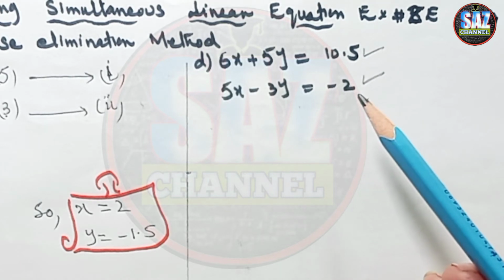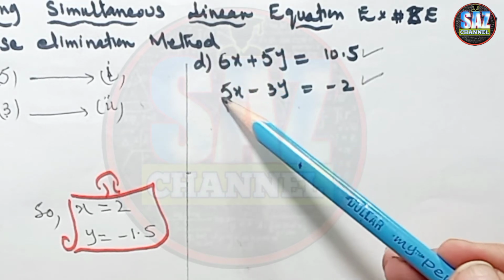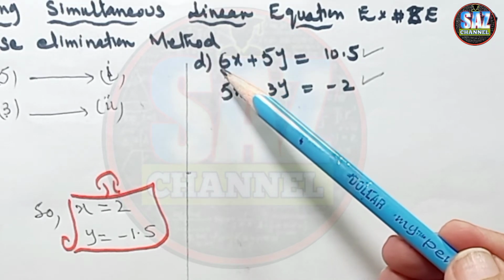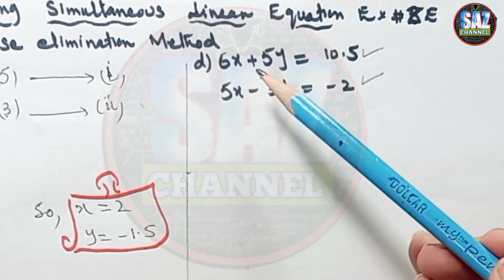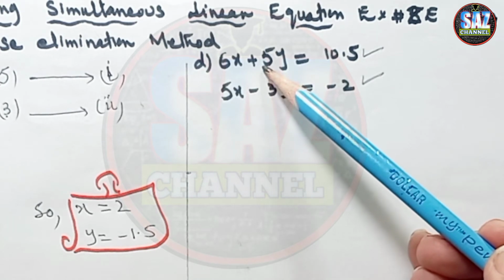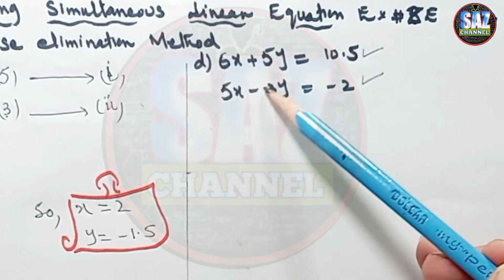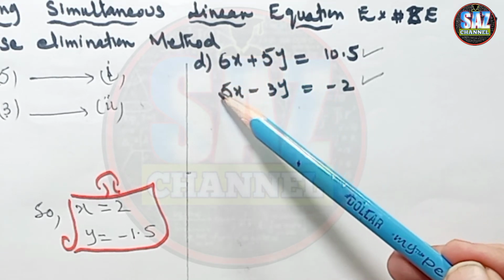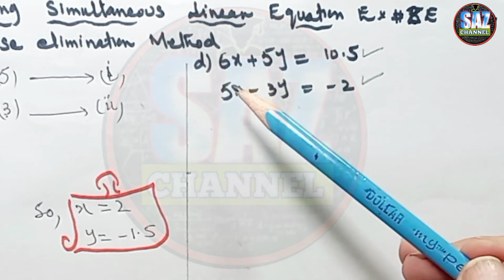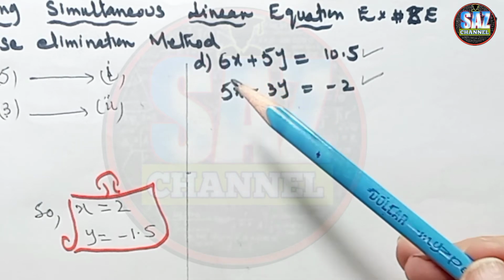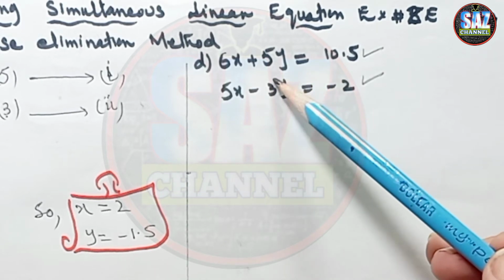Again, what we have to do is look at the coefficients of x and y in both the equations. We can see the coefficient of x in the first equation is 6 and in the second equation is 5. The coefficient of y in the first equation is 5 while in the second equation is minus 3. So neither of the variables has the same coefficient. What we have to do is balance the coefficient of any one of the variables. So for that, you have to choose the variable wisely.